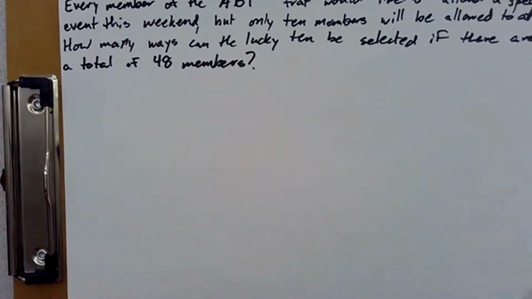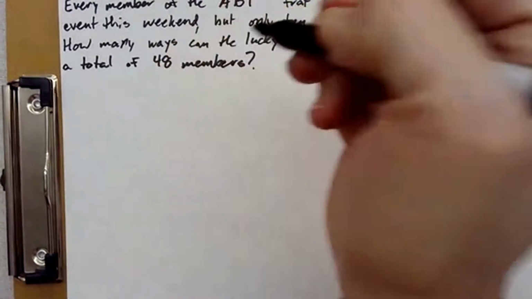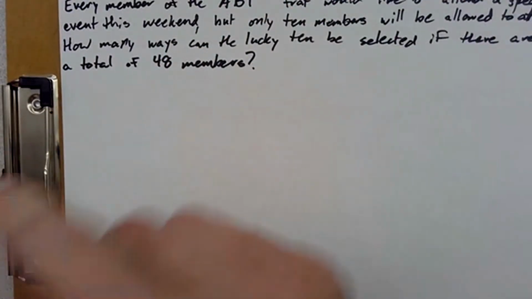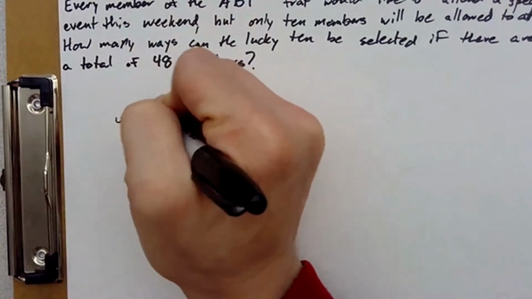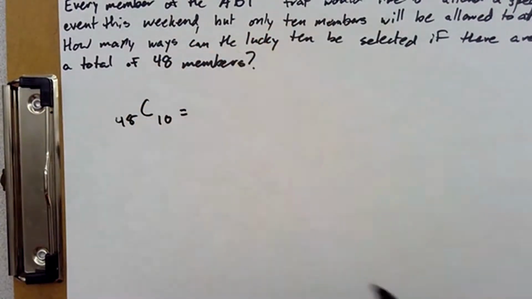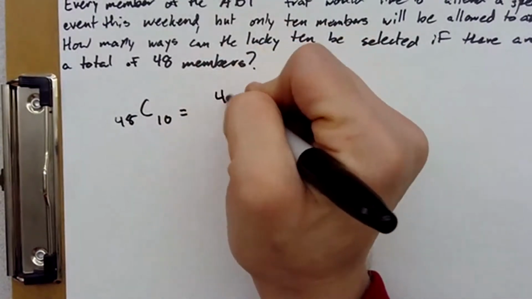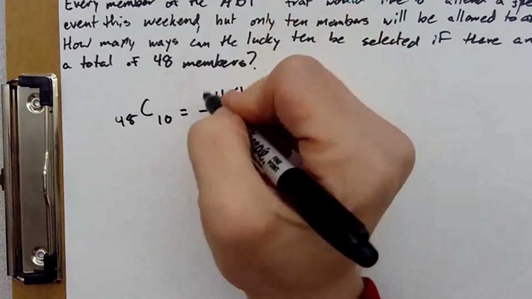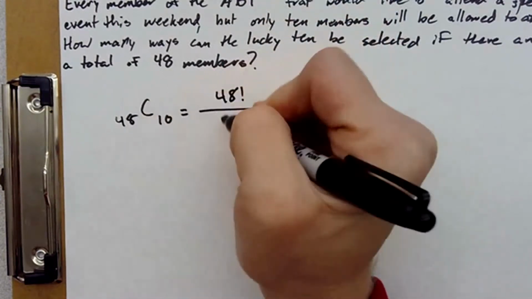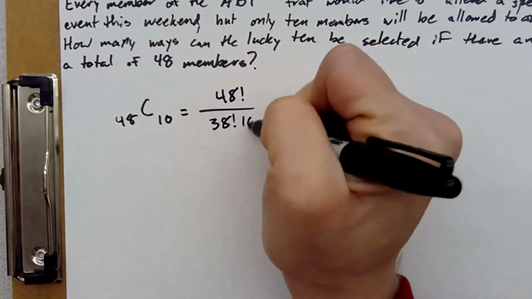Every member of the Alpha Beta Gamma Frat would like to attend a special event this weekend, but only 10 members will be allowed to attend. How many ways can the lucky 10 be selected if there are a total of 48 members? Well, here we are doing a combination problem. This is 48 choose 10. Order doesn't matter. So that's 48 factorial over 48 minus 10, which is 38 factorial, times 10 factorial.